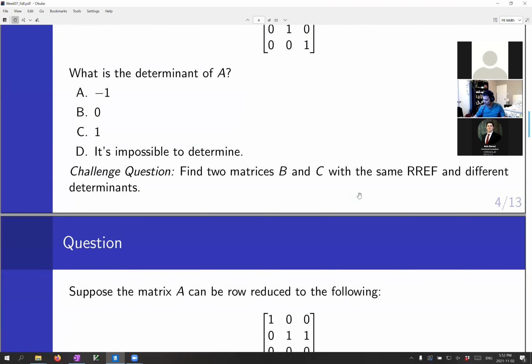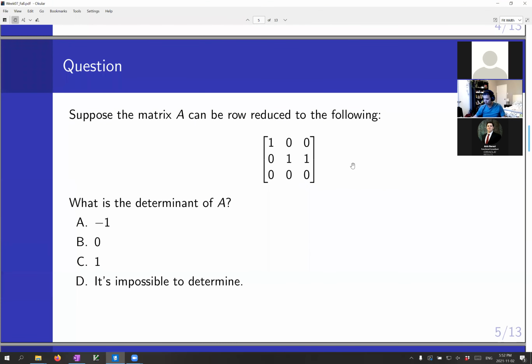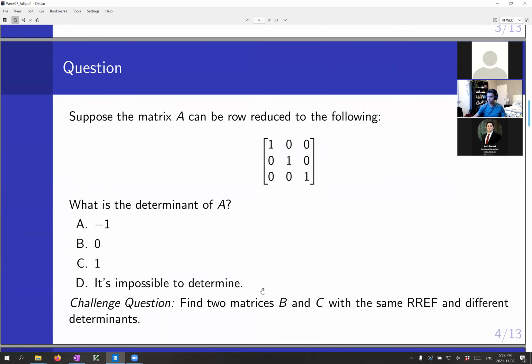So first of all, I'm going to skip this one. I want to do this question. No, actually, we're going to do this one first. Let's do this one first. Oops. Okay, so let's do this one.